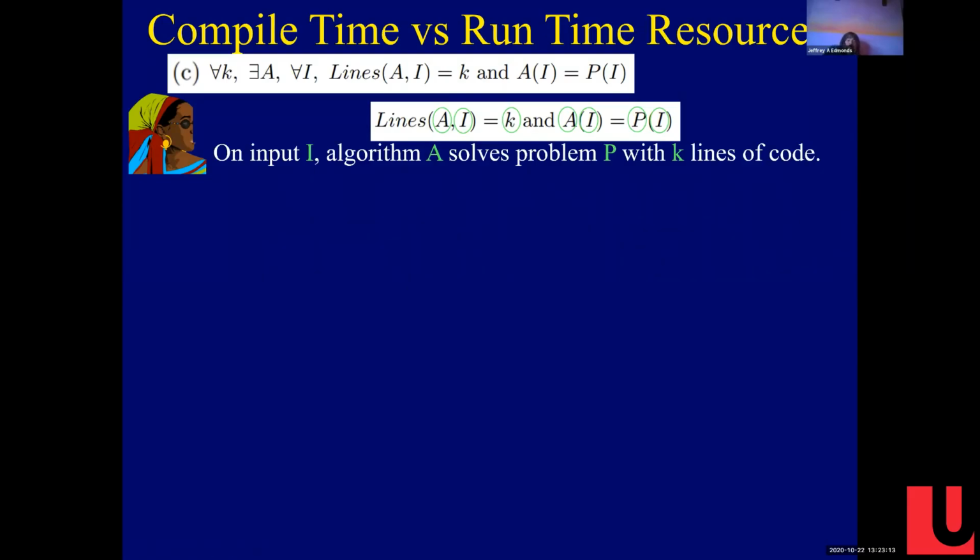I would go as far as to say another first order logic statement. I would say for every P that's computable, there exists a K where you can write a program that solves P with K lines of code, but you can't write a program with K minus 1 lines of code. I would be willing to say that. Every P has some minimum lines of code that you need to write.